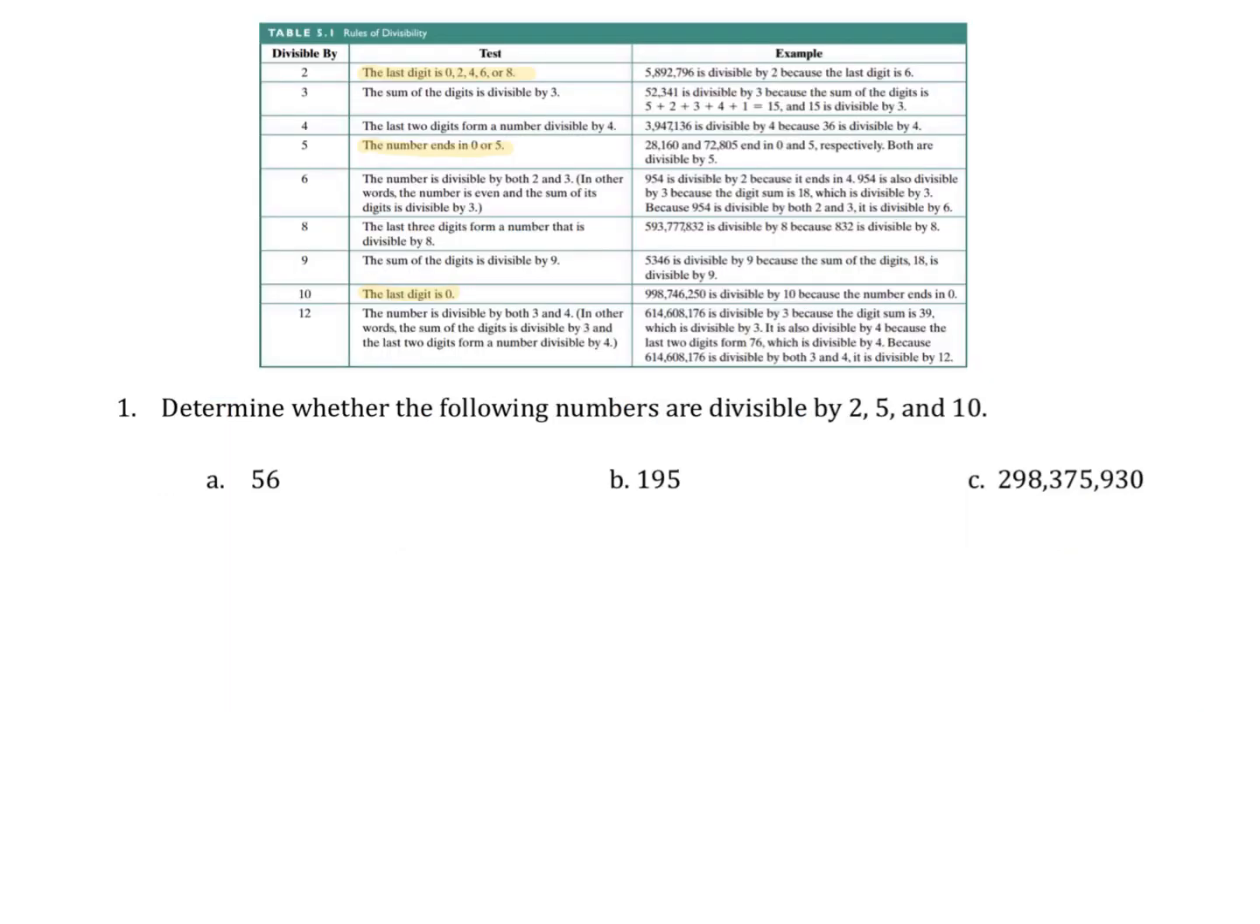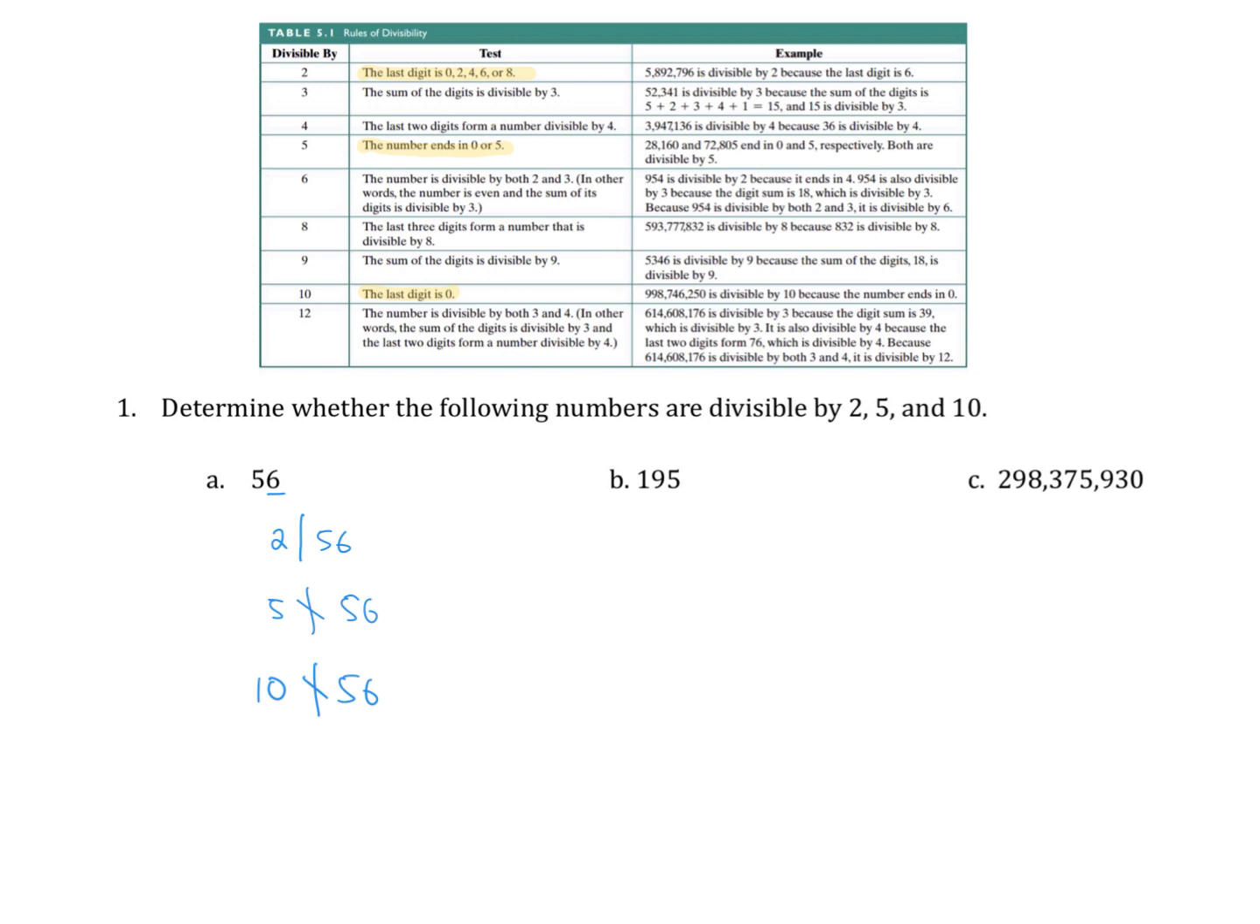Here's an example. Looking at the number 56, I'm just going to look at that last digit. The last digit is a 6, so the number is divisible by 2. And so using that notation we just discussed, we would say 2 divides 56. If we're checking to see if it's divisible by 5, it would have to end in 0 or 5. It doesn't, so 5 does not divide 56. And the rule for 10 is it has to end in 0. It does not, so 10 does not divide 56.